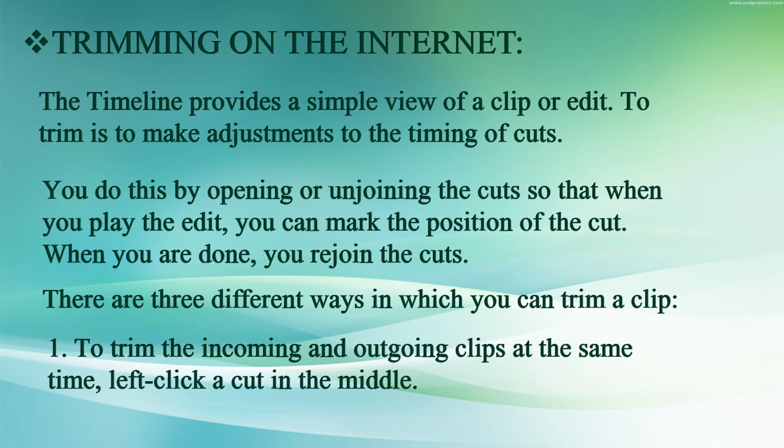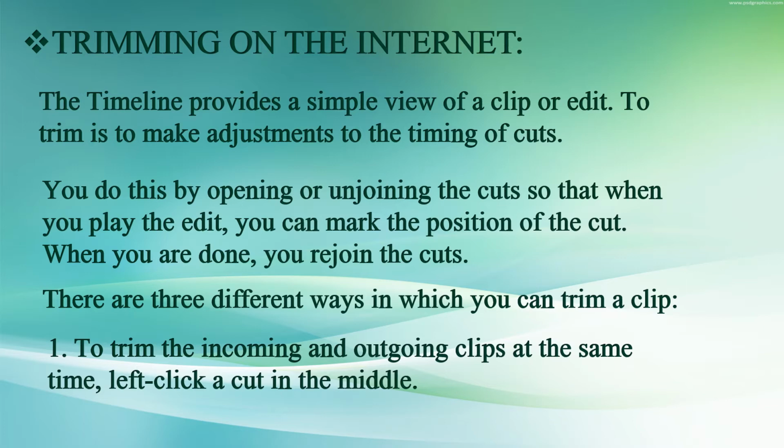Trimming on the timeline. The timeline provides a simple view of a clip or edit. To trim is to make adjustments to the timing of cuts. You do this by opening or unjoining the cuts so that when you play the edit, you can move the position of the cut. When you are done, you rejoin the cuts. There are three different ways that you can trim a clip.